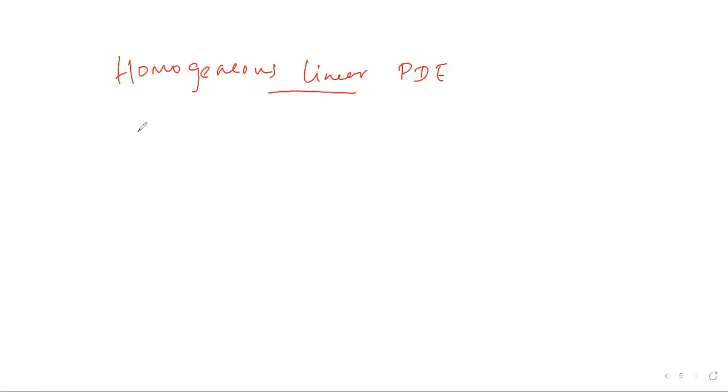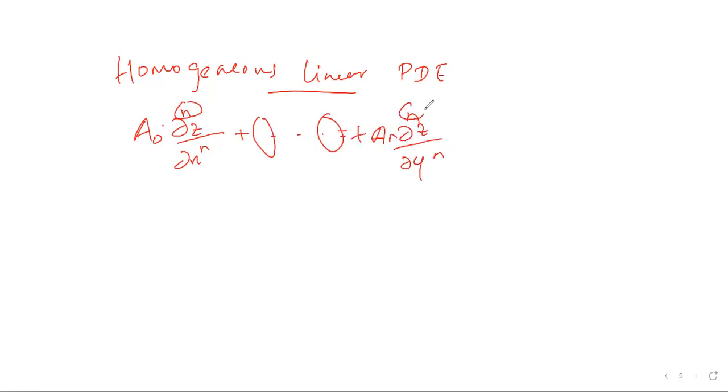I told you, for example, A naught del n z over del x n plus something. All the terms will be in the same order. The last one will be A n del n z over del y n, isn't it? If you add the orders, whatever the order for the numerator will be the denominator, no? Then only we can find. So if you check all the terms, they will have the same order. So what if it is non-homogeneous?